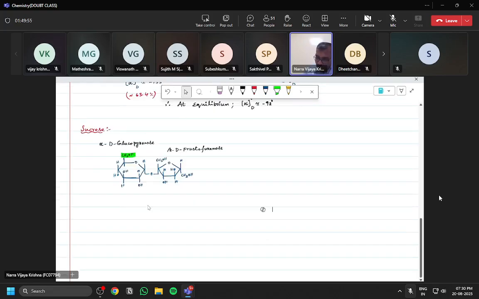Now, is this the second carbon or not? In the case of fructose, this is the first carbon, second, third, fourth, fifth, sixth. In glucose, this is the first carbon, second, third, fourth, fifth, sixth. So this is the linkage between the first carbon of glucose and the second carbon of fructose. That's why it is called a C1-C2 glycosidic linkage.